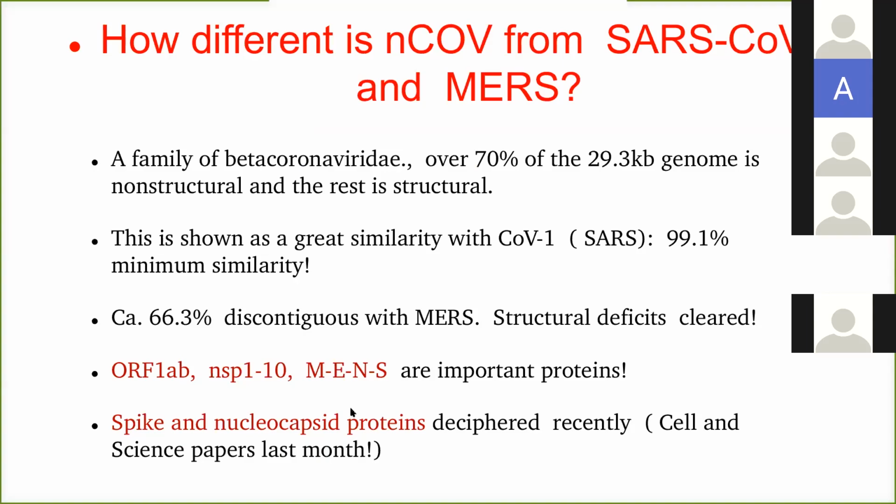I'll probably skip this slide, but what I'm just trying to tell you at this point is that there are spike and nucleocapsid proteins which play a very important role, and their structures have really been deciphered. So we have 4 structural proteins abbreviated as MENS: the membrane, envelope, nucleocapsid, and the spike. There are also other proteins, the non-structural proteins like NSP1 to 10, and NSP 11 to 16 also exist, but they're not properly annotated. And a big one, ORF1AB, which is a polyprotein.